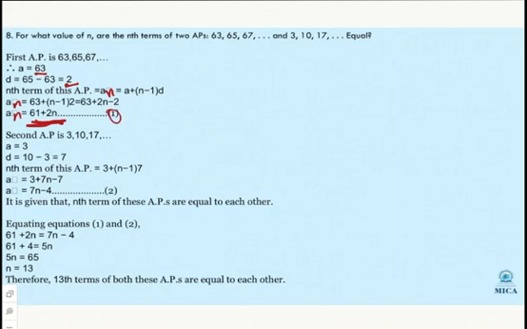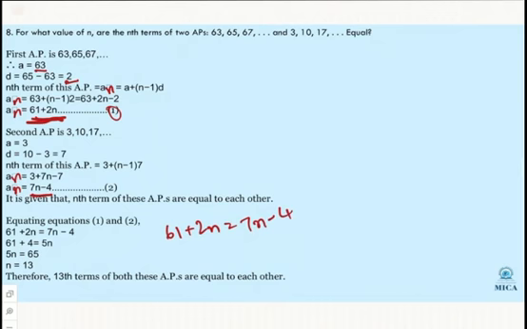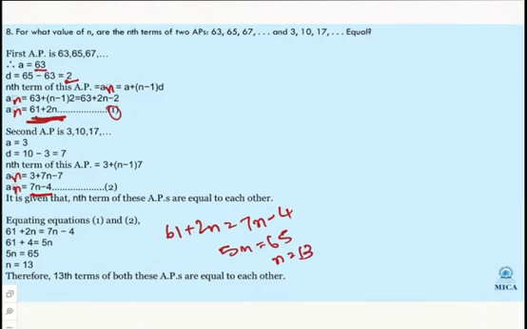Second AP is 3, 10, 17. And if we put the formula an is equal to a plus n minus 1 into d, we get that an is equal to 7n minus 4. Now let us solve the equation. 61 plus 2n is equal to 7n minus 4. We get 5n is equal to 65 and n is equal to 13. So the 13th terms of both these APs are equal to each other.